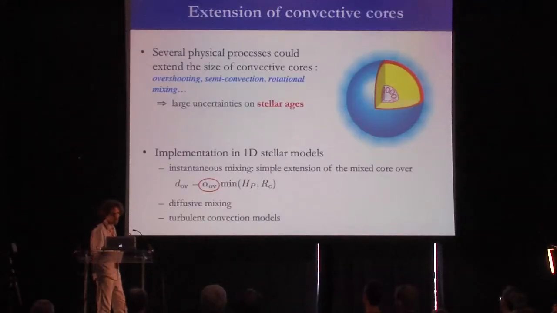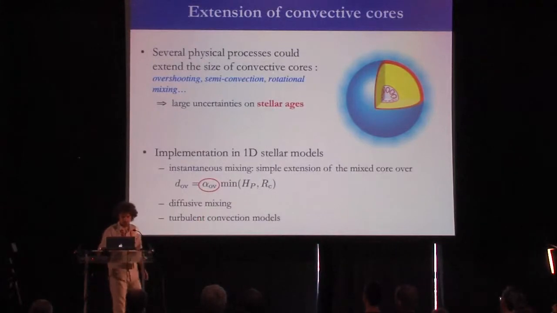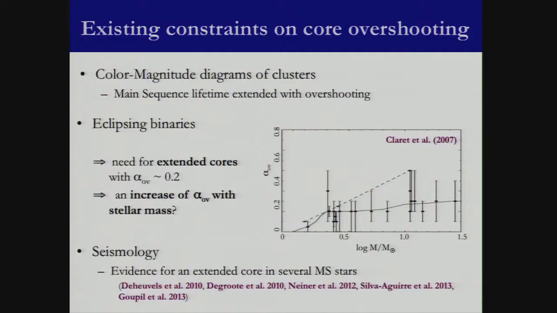So it's a very simplified approach, but unfortunately for now we don't really have the data to really constrain it, or perhaps we have, but we need to go a little further to understand this. So there are other ways of modeling it, and perhaps at some point we can tell the difference between all that. So there are already constraints that exist on core overshooting.